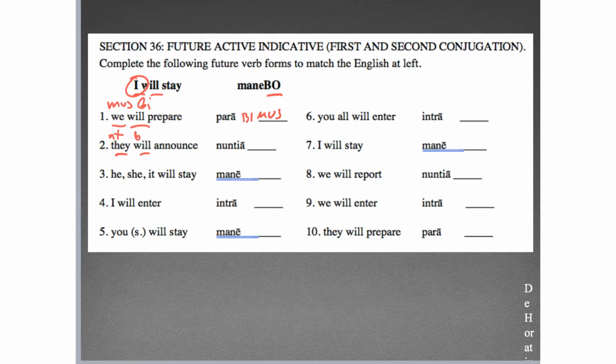All right, will is going to be bi. Squiggle there because it's going to be a slight change. So nuntia bunt. Remember, it's not going to be bint because they don't like that sound, but it is going to be bunt. That I softens to a U. All right, and I'll let you do the rest.